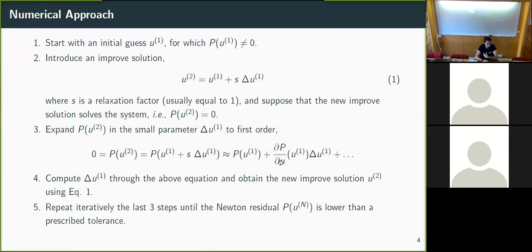Here it appears to be easy to solve this, but in fact what you have here is a vector. The Jacobians are matrices, and this also is a vector. So in order to find delta U, we need to do inverse matrices. We have to solve a linear system, and this is easier said than done.